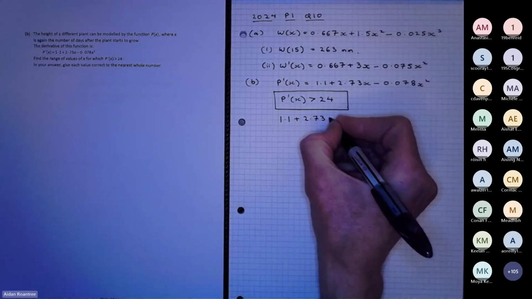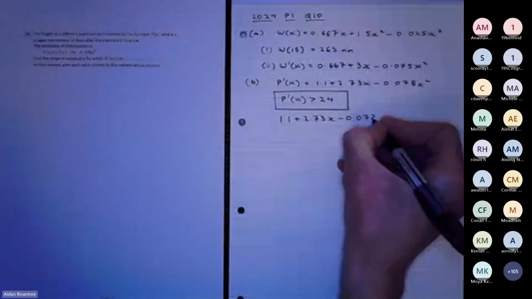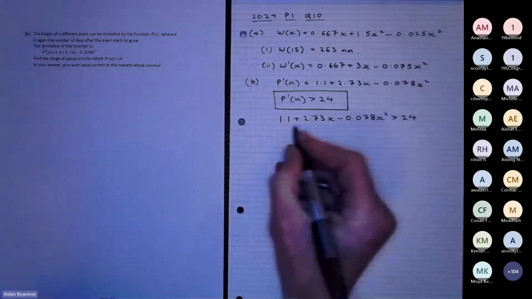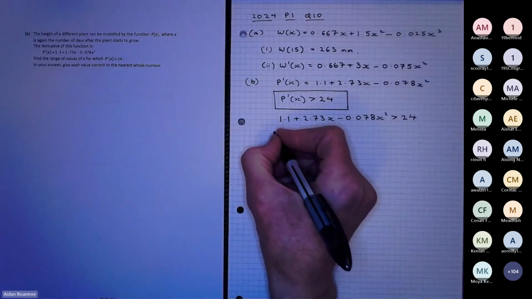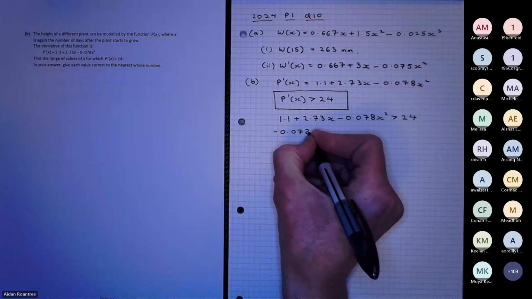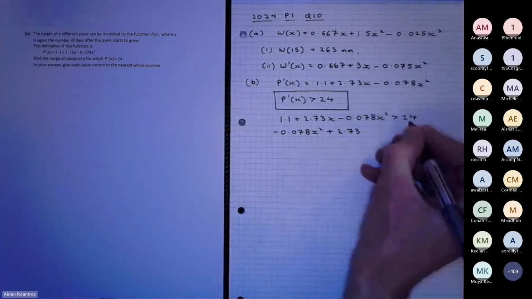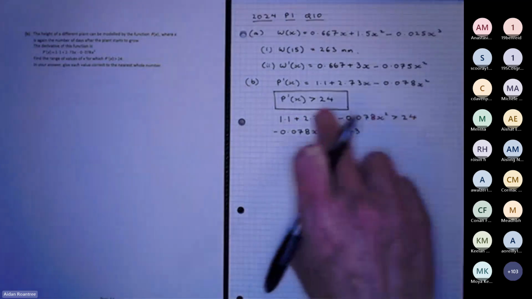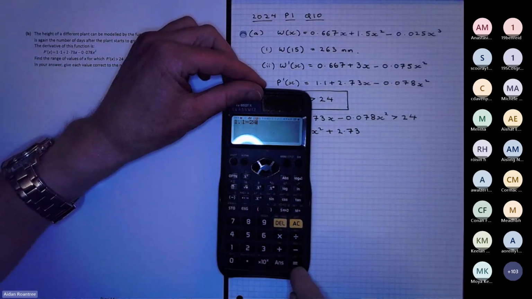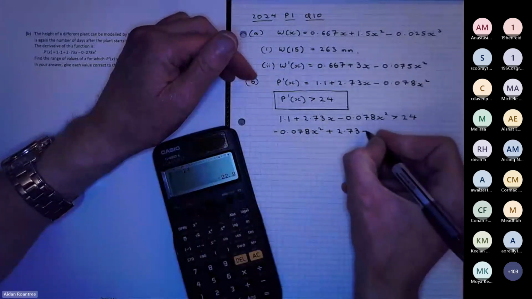So 1.1 plus 2.73x minus 0.078x squared is greater than 24. I'm just going to rearrange the terms on the left-hand side. Put the x squared first, minus 0.078x squared, then followed by the x term, which is 2.73x. And then I'm going to bring the 24 over. If I bring the 24 over to the left, it's going to become minus. So we get 1.1 minus 24, and that comes to minus 22.9. Sorry, that's an x. Yeah, that's an x.